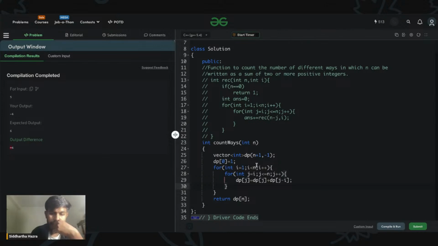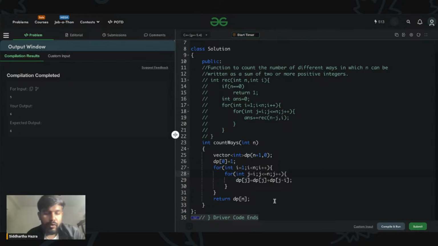dp of 0 is equal to 1. Fine. Okay, here this value is not required. Okay, dp of n minus 1, i is less than n, i plus plus, j is equal to i, j minus, j plus plus. Okay, I was very habituated with the initialization of the dp array to n minus 1. But here the initial value will be zero, because we are not memoizing, we are doing the tabulation approach. Done.